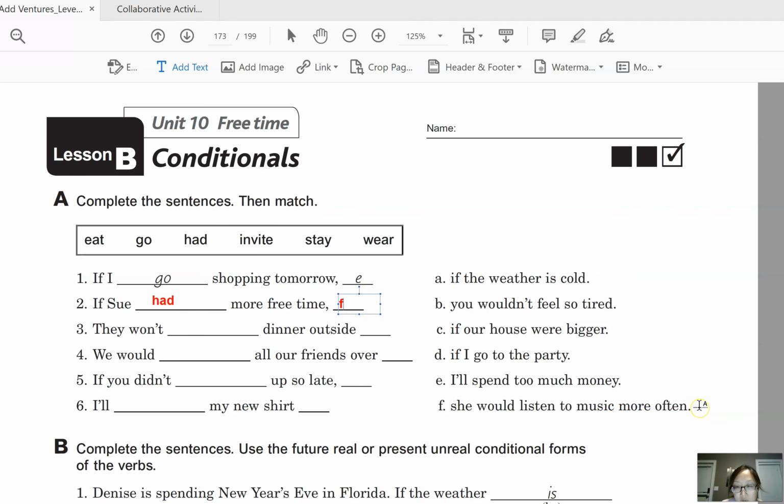It's not necessarily something she will do in the future. She would do in the future, but something that she would do in general. So it's better to say that this is a present unreal conditional.